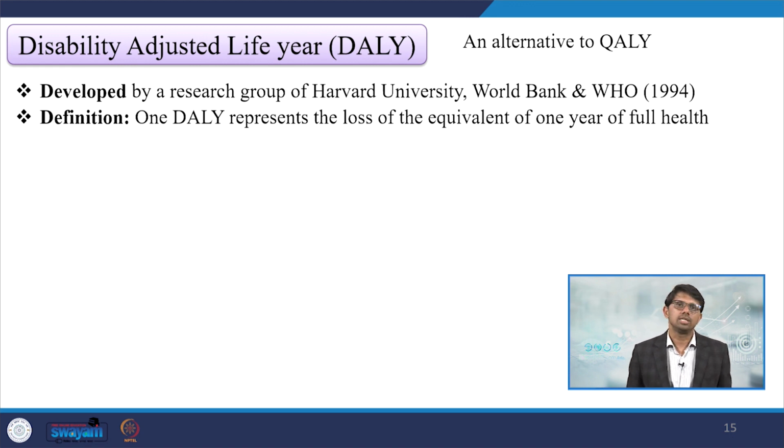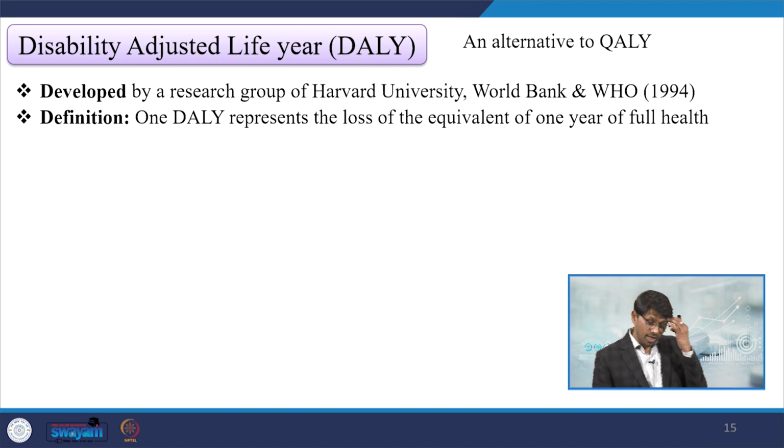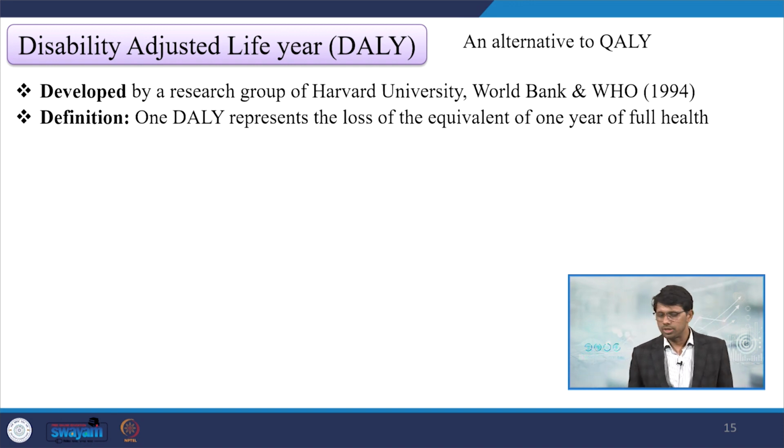DALY stands for disability adjusted life years. This is alternatively used to QALY. It was developed by a research group of Harvard University, the World Bank and WHO in 1994. To define this, one DALY represents the loss of the equivalent of 1 year of full health. So, the loss of the equivalent of 1 year of full health, that means 1 DALY.